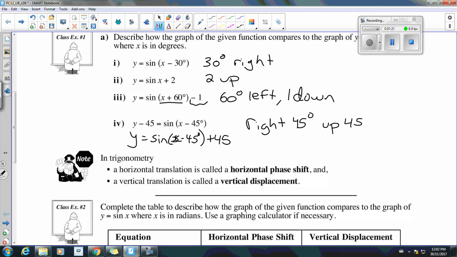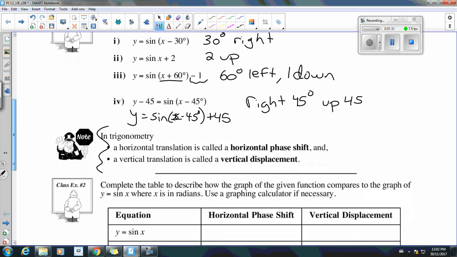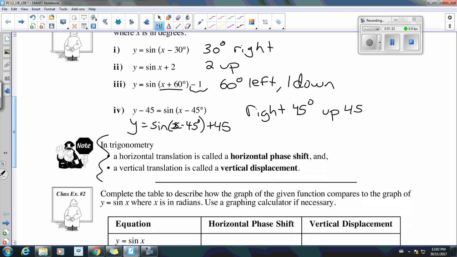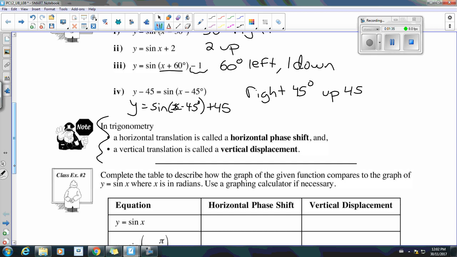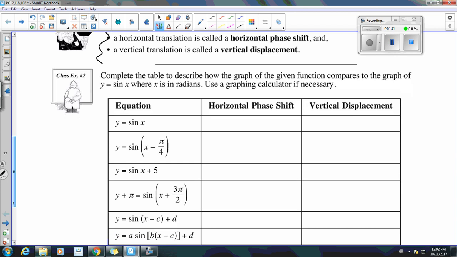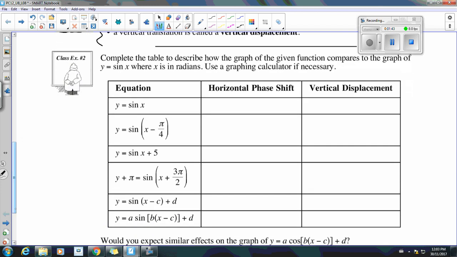We have special words for these when we're in trigonometry. A horizontal translation is called a horizontal phase shift, and a vertical translation is called a vertical displacement. So we use those words. It's not wrong to say translations. Just you'll see if it's written in a question, we'll usually refer to as phase shift or vertical displacement. So sine of x has no phase shift and no vertical displacement.